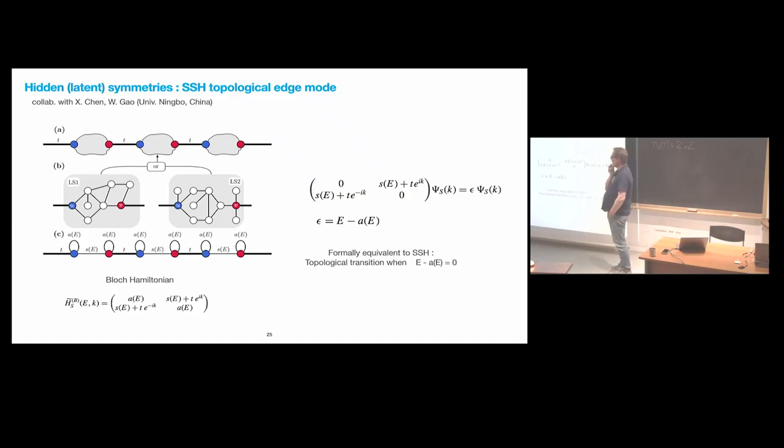Now, this latent symmetry can as well be used back in the SSH 1D chain. That work is, in addition, a collaboration with Xin Chen and Wen Longao from Ningbo. If we reconsider the SSH, it is a series of blue-red pairs with extra coupling T. And this pair by itself, isolated, is mirror symmetric, because it has just the inner coupling that we have seen.